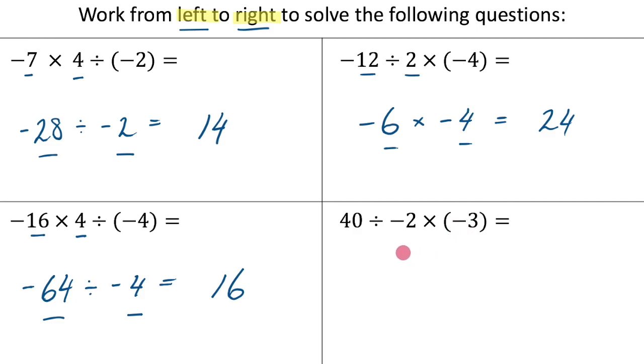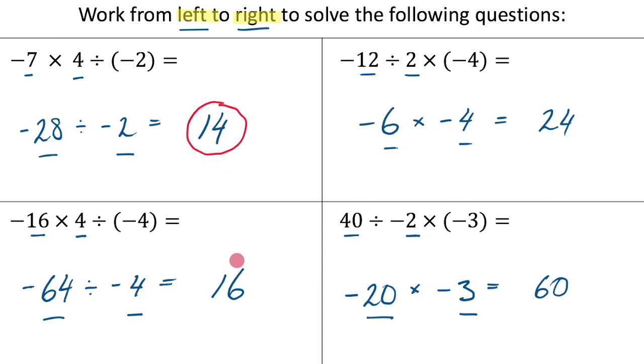Let's come down here. I have 40 divided by negative 2 times negative 3. Again, let's just ignore the negatives for the time being. So I'm going to have 40 divided by 2, which is going to be 20. Now, because I have one negative, I know that my answer is going to be negative. And let me bring down the rest here, which is going to be times negative 3. Now, I know that when I'm timesing two negatives together, I'm going to get a positive result. But let's deal with that at the end. So 20 times 3, well, that's going to be 60. And because I have two negatives, it's going to be a positive answer. So those are going to be my answers for these questions.